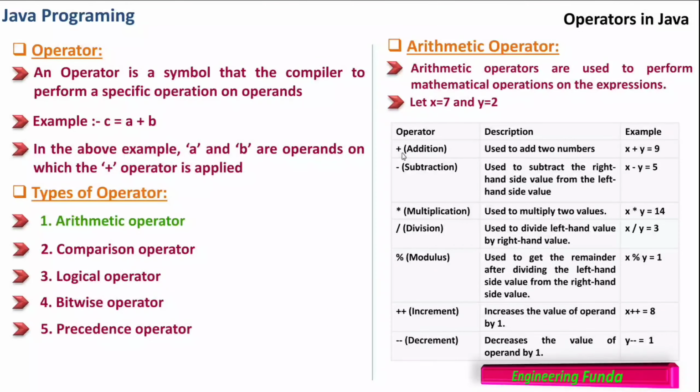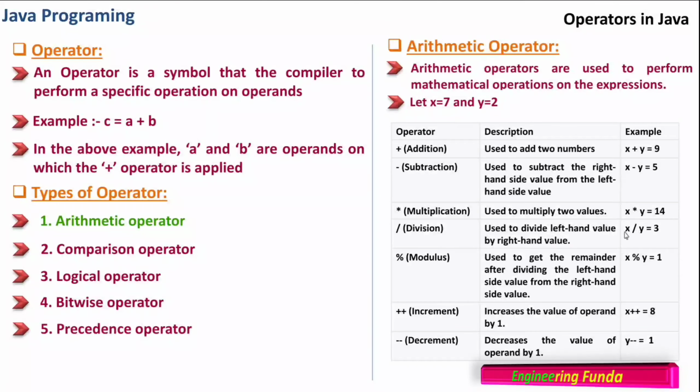First is the addition operator. It is used to add the two numbers. So if we do x plus y, then it will do 7 plus 2, which will be 9. Subtraction will subtract the two values. So x minus y, which is 7 minus 2, will give me 5. Same way we have the multiplication operation, that is multiplying the two values. So x into y, which is 7 into 2, is 14.